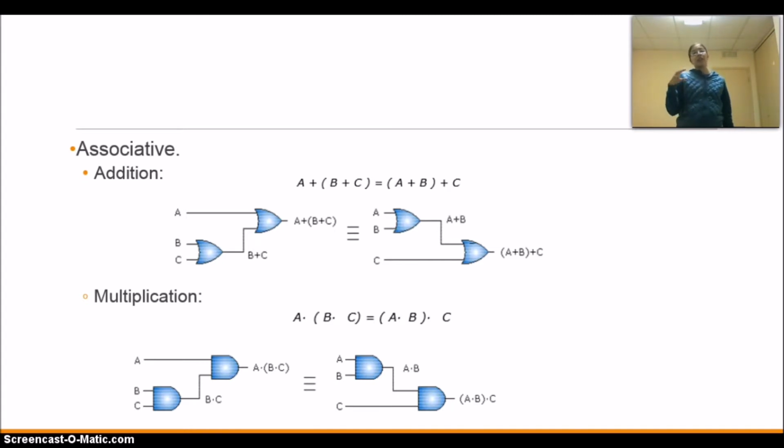The multiplication has the same explanation. Well, they are just multiplying. The grouping we make won't affect our output results. Just the sequence of the digital circuit may change, but the result is going to be the same.